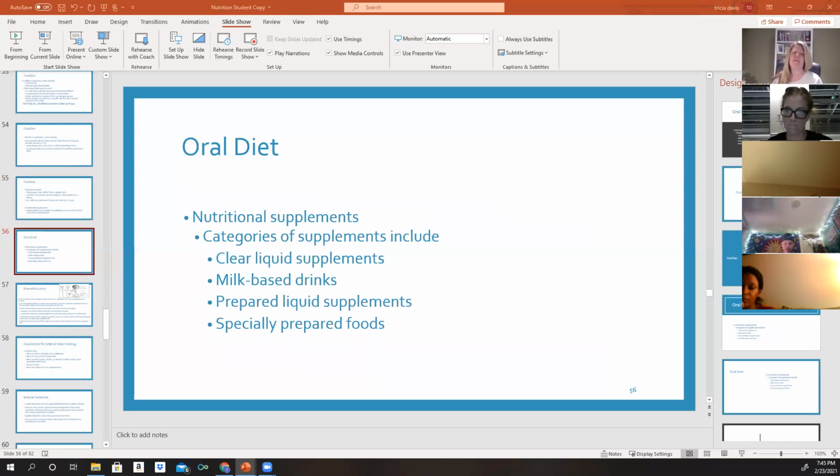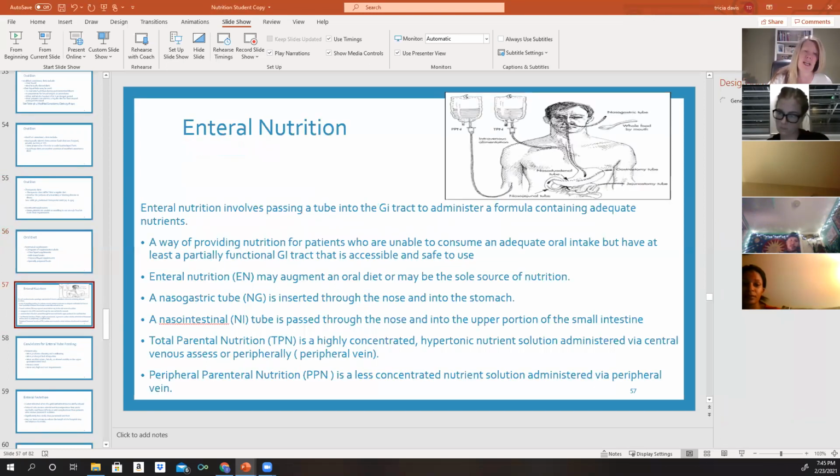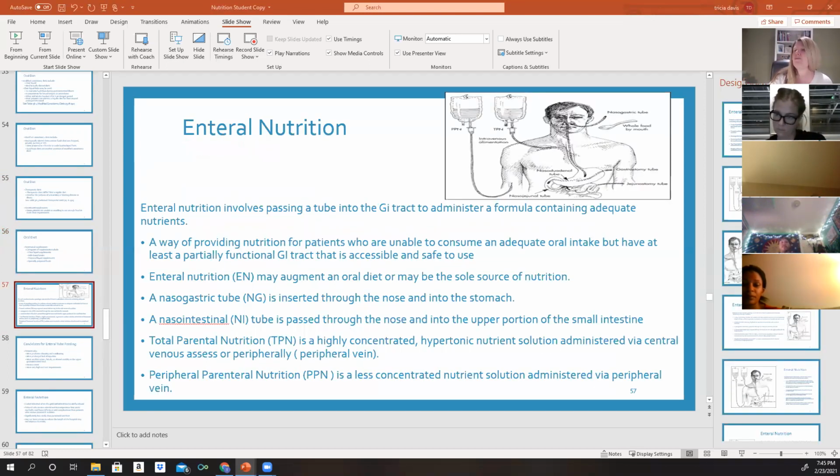And then they have different specially prepared foods. One of the things I see all the time where I work is something called a magic cup. It tastes like ice cream, but it's filled with protein and all the good nutritional stuff that they need. But the patients think it's ice cream and they want to eat it. So you can order that and have that added to their tray every day with that Ensure.